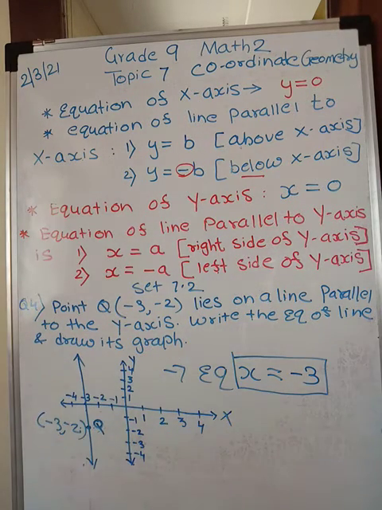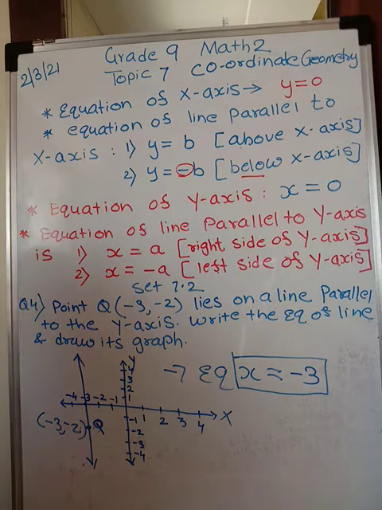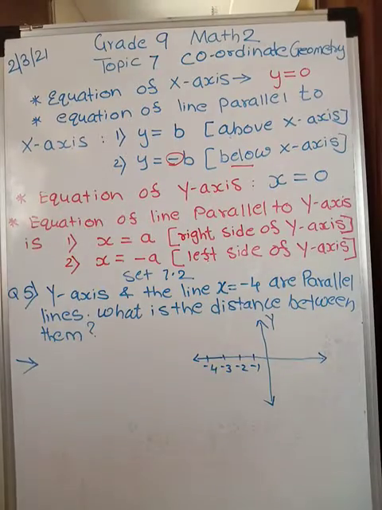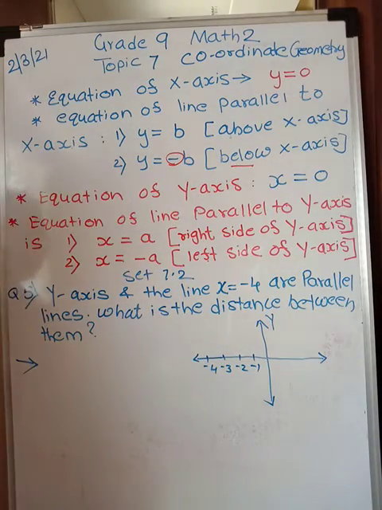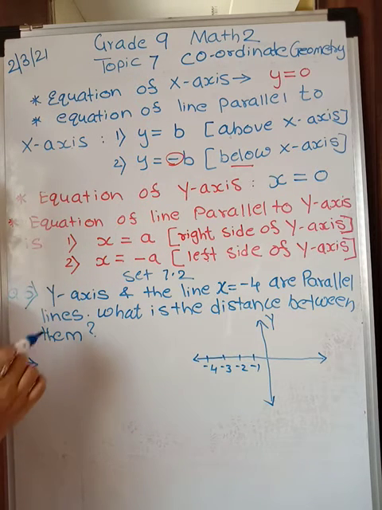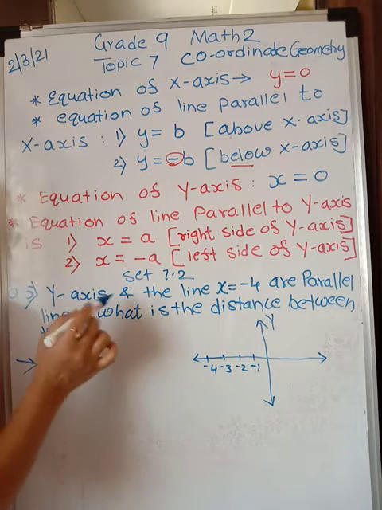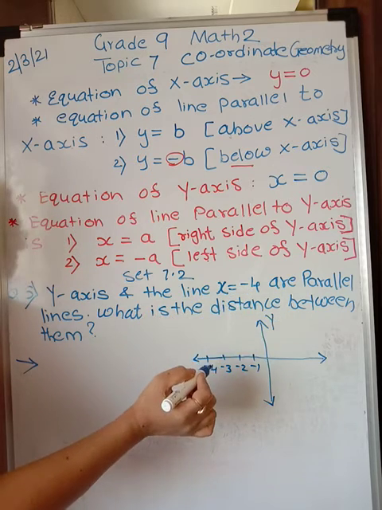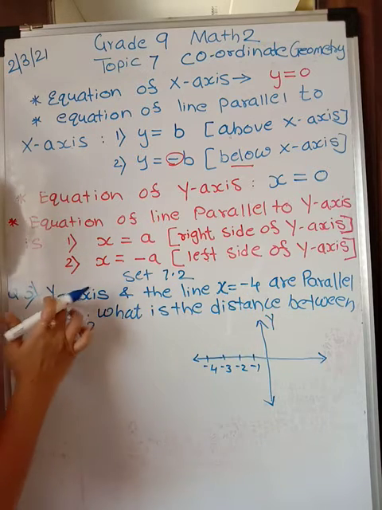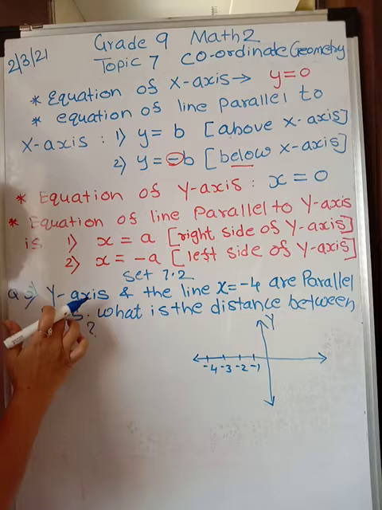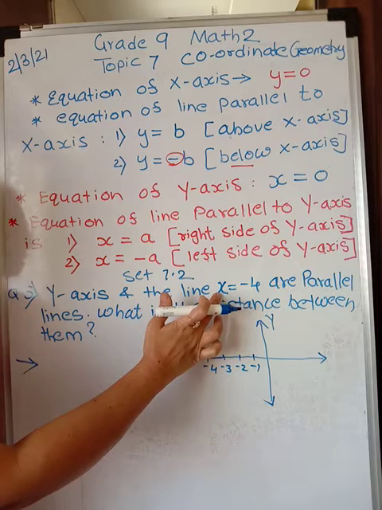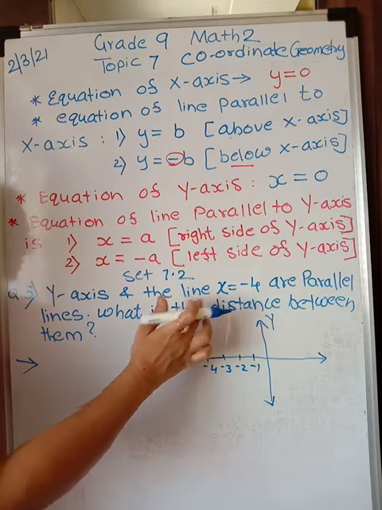Alright. Shall we go for the last questions? Fifth and sixth. Let's see. Now look at this question: the y-axis and the line x is equal to minus 4. There is some mistake in the textbook. Please correct it. The y-axis and the line x is equal to minus 4 are parallel lines. These two can be parallel lines. This line cannot be parallel to the x-axis. Are you understanding me? Okay, fine.